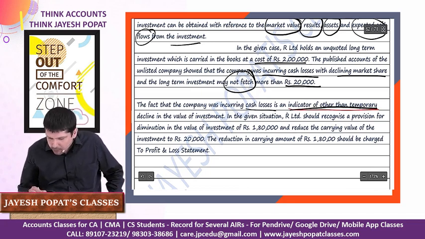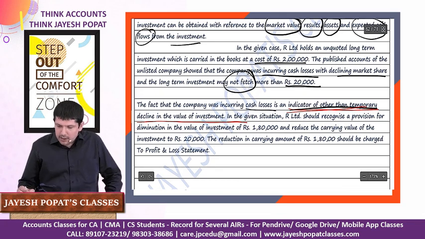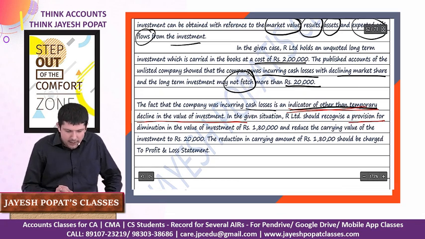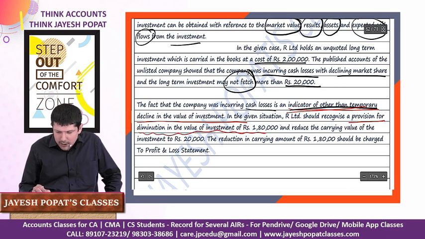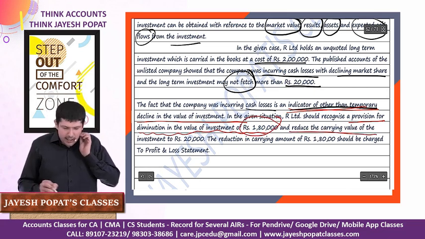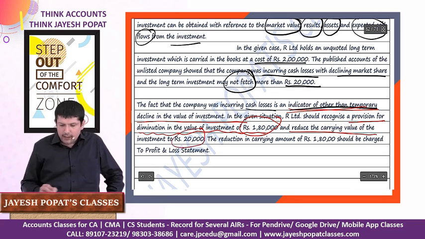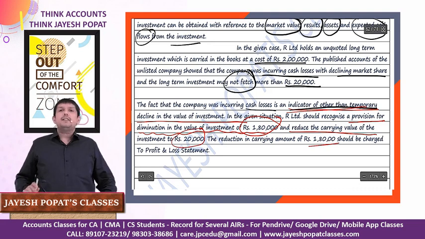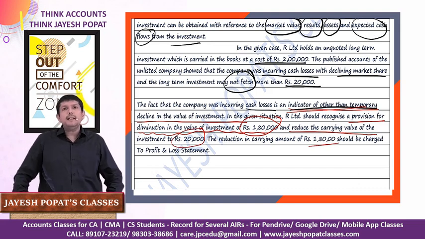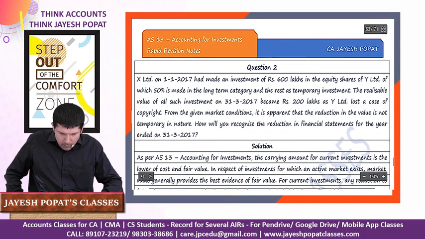other than temporary decline in the value of the investment. In this situation, the company should recognize a diminution in the value of the investment to the tune of 1,80,000 and reduce the carrying amount of the investment to 20,000. The reduction of 1,80,000 should be charged to the statement of profit and loss. Clear? Next, question number 2.